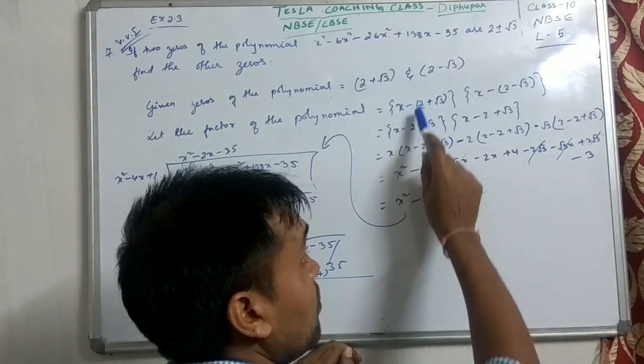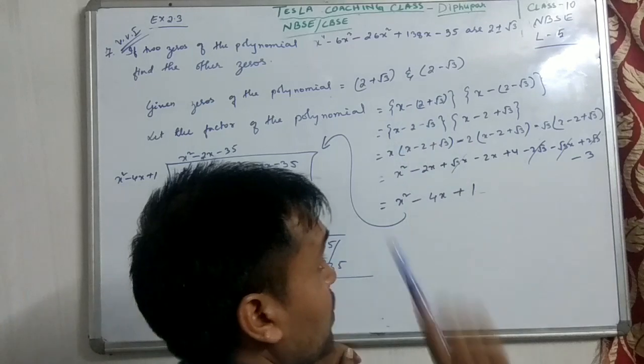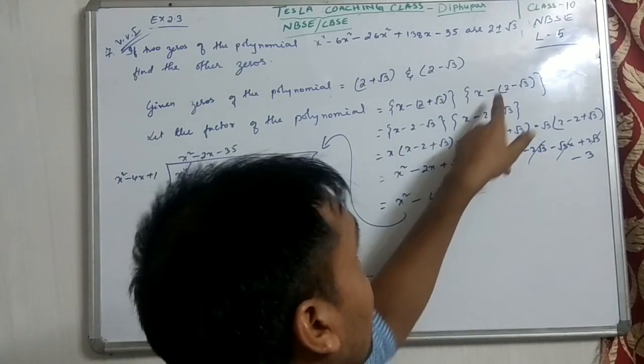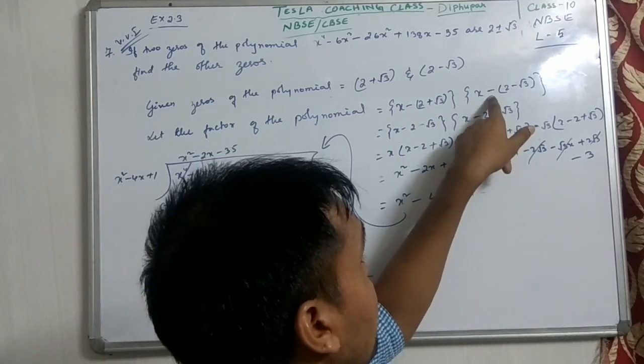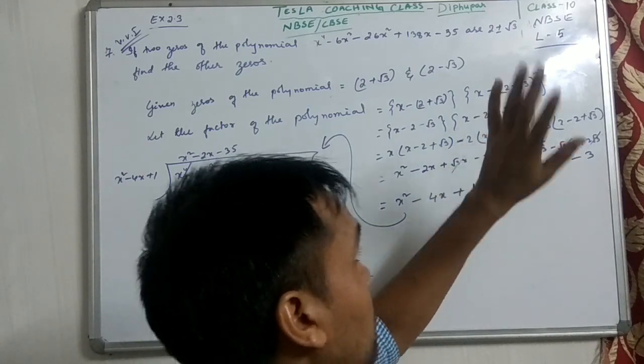So minus into plus, it becomes minus 2; minus into plus, it will become minus root 3. And here it will be x, minus into plus minus, and this is minus, and root 3 is also minus. So it will be what? Plus. So we have written it.